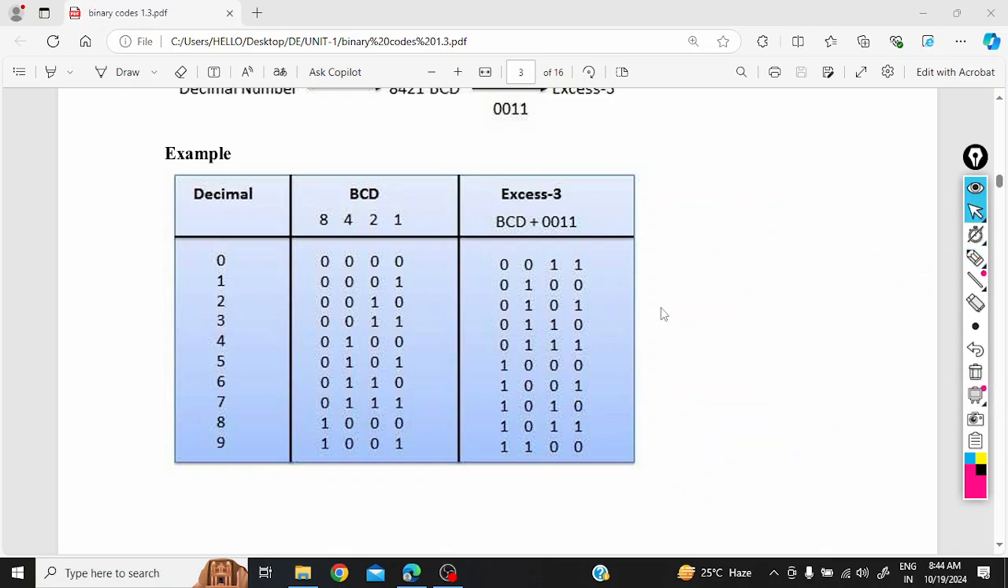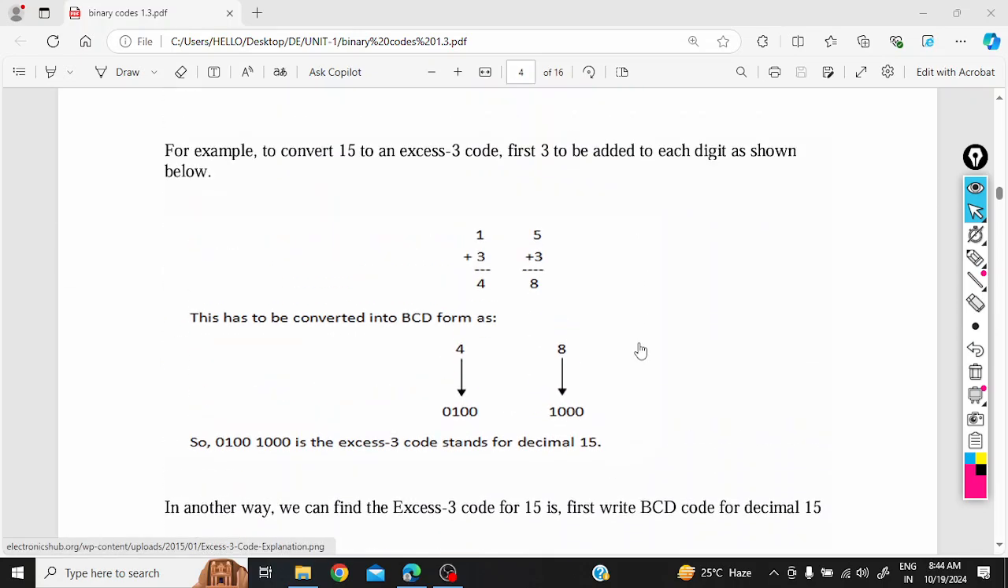Let's get on to the next thing. You can see here clearly there is an example represented here. The example is to convert 15 to an XS3 code. For 15 I can do it like this: I can add 3 here, I can add 3 here. So 1 plus 3 is 4, 5 plus 3 is 8. Represent 4 and 8 in BCD form. So 4 can be represented as 0, 1, 0, 0. This is how the representation goes for converting a given number to its equivalent XS3 number.